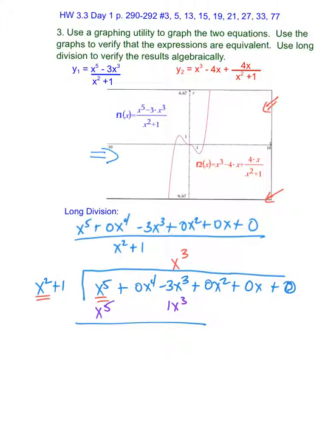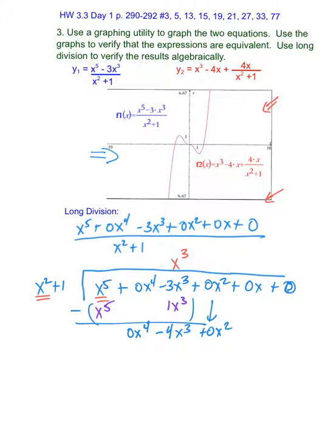And now we need to subtract. So we have x to the fifth minus x to the fifth, which is 0x to the fifth. I'm not going to write that. 0x to the fourth minus nothing is still 0x to the fourth. Negative 3x cubed minus 1x cubed is negative 4x cubed. And I'm going to bring down the plus 0x squared, bringing down the next term.